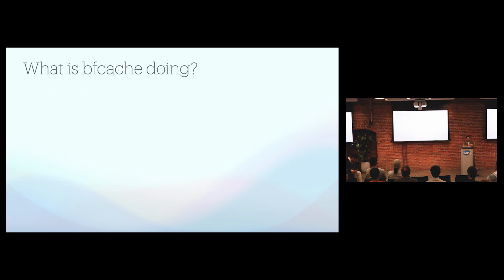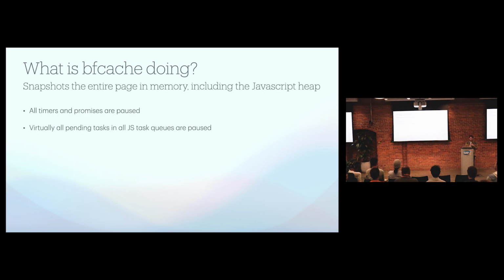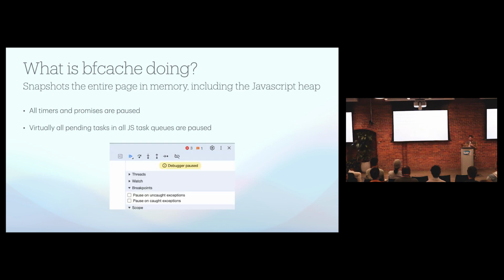And so what is it doing behind the scenes? It's snapshotting the entire page in memory, including the JavaScript heap. What that means is all of the timers, all of your promises, everything's paused. All the pending tasks in all the JavaScript queues are paused. For illustration purposes, it's the equivalent of opening the DevTools panel and clicking the pause button. Everything just halts. And that's really handy because then it can resume. If you're navigating really quickly between pages, it can just take that snapshot and start resuming, and the page feels pretty much instantaneous.